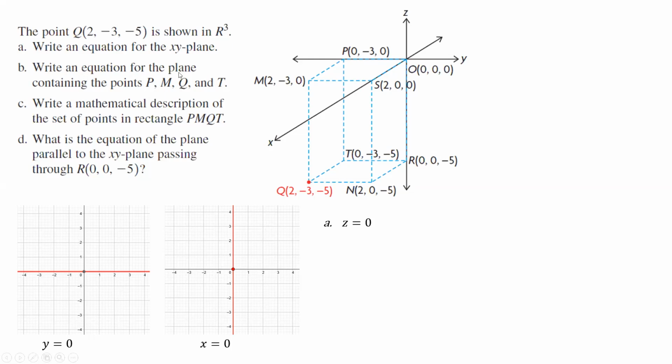Now, write an equation for the plane. I'm asking for another plane again, so think about a similar kind of way to represent it. The xy plane was the z equals 0 plane. Write an equation for the plane containing the points P, M, Q, and T. Okay, so let's point that out. Here is P, here is M, here is Q, and here is T.